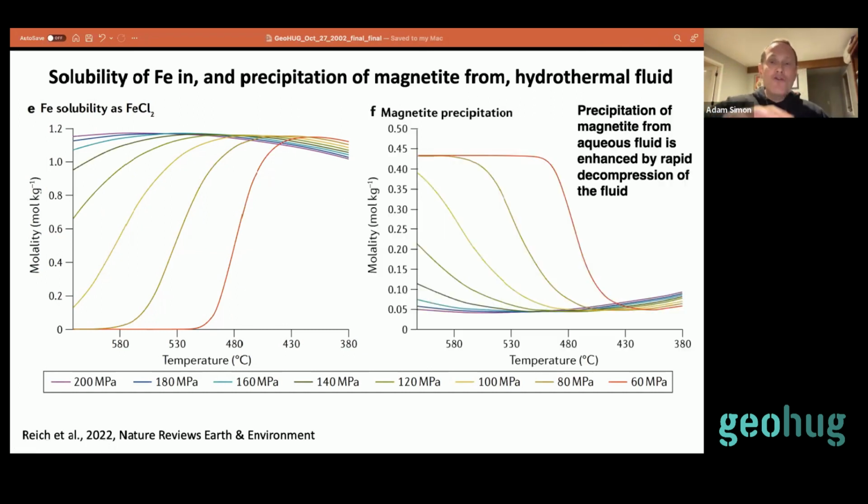And if you then translate these into the precipitation of magnetite, you can see that on the x-axis, we still have temperature, where we're going from hot on the left to cool on the right. And what we can see again is that as a function of pressure, pressure will control the temperature at which magnetite precipitates. And the data indicate that the precipitation of magnetite from an aqueous hydrothermal fluid is enhanced by rapid decompression.